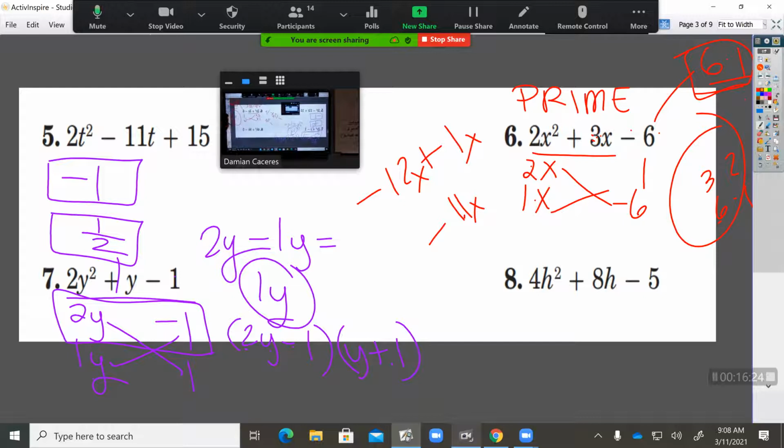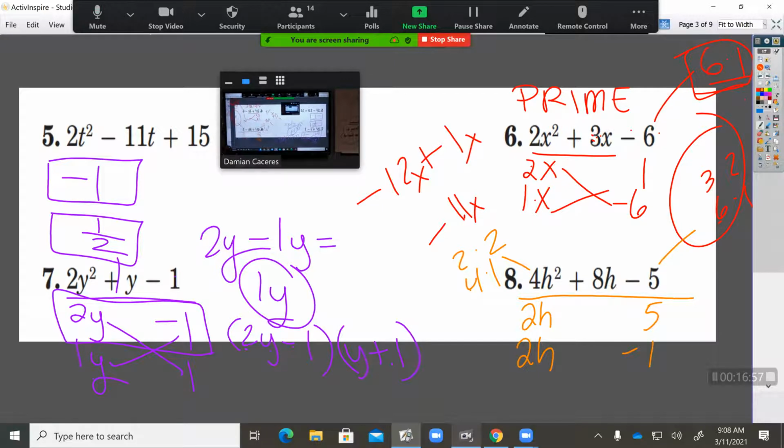All right, let's try number 8 now. Line under the whole equation. Now look at that first number. That first number could be 2 times 2, but it can also be 4 times 1. So we're going to try 2 times 2 first. If it doesn't work, you have to try 4 and 1. So 2h times 2h is 4h to the second power. Now let's break down the last term, negative 5. Negative 5 is 5 times negative 1.